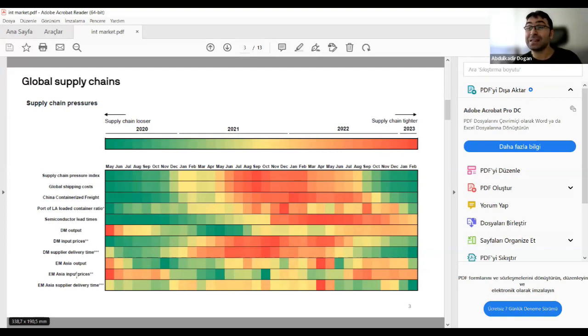Then if there is a global supply chain constraint, if there is a problem in the global supply chain, normally one order from the United States is delivered to the customer in 10 days. But right now, it reaches the customer in 1 month or 2 months because the market is closing. Everybody is at home. They are not producing because of the COVID crisis. They are not going outside. They are not demanding something. For that reason, supply chain constraint is increasing. There is a pressure in the market.